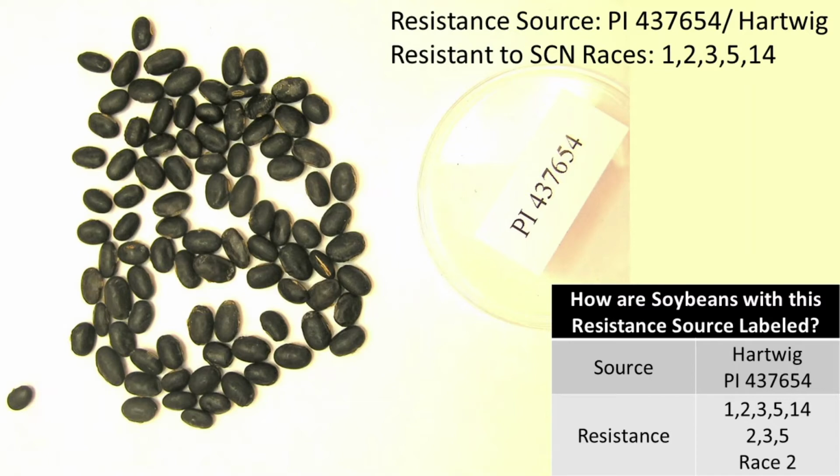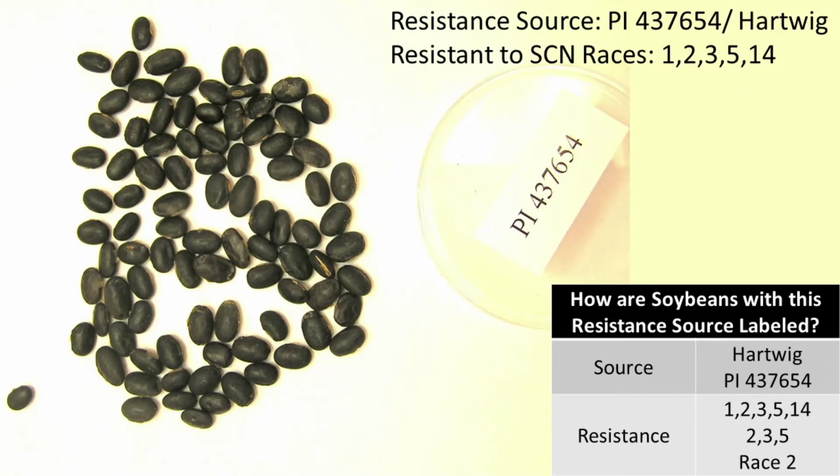The third source of resistance available to you today comes from this soybean, PI 437654. It came to the U.S. from China in 1979. Now, PI 437654 was crossed to a line derived from Peking to create another soybean called Hartwig. And a lot of the lines that have been developed from the 437654 source were actually developed from Hartwig. So these two soybeans, these two names, are not identical or interchangeable, but they do have the same resistance. They are resistant to races 1, 2, 3, 5, and 14 of Cyst Nematode.